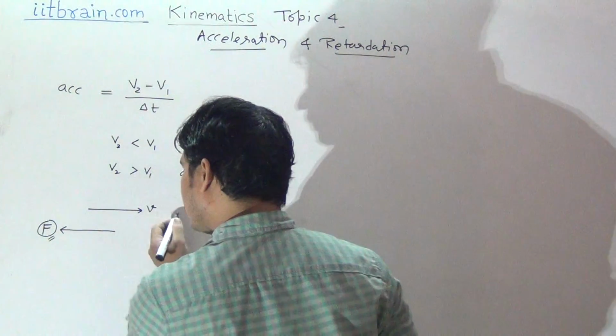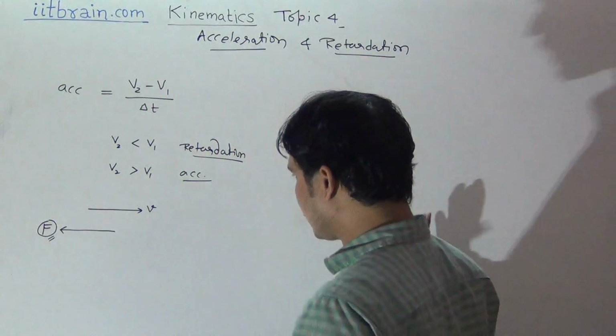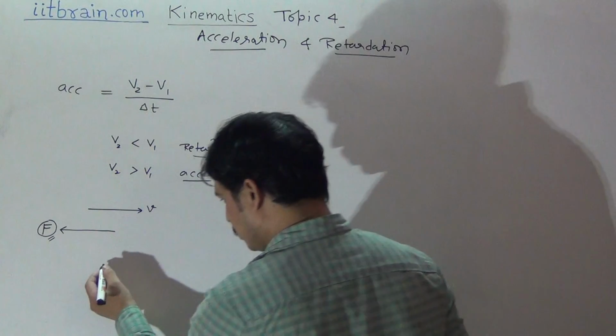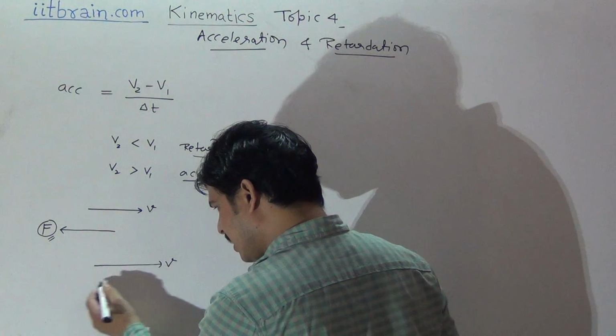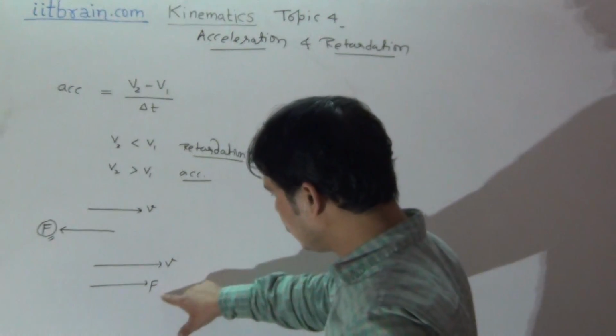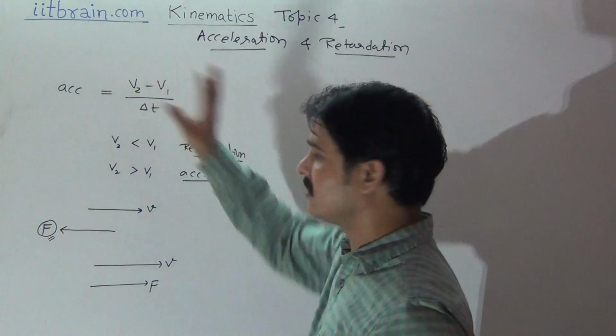So if velocity of particle and force is working opposite to it, it means if direction of acceleration is opposite to velocity, then it's called retardation. So there are two cases. If velocity and force, it means acceleration, works in same direction, then the factor is known as acceleration. And for these type of diagrams, it is retardation.